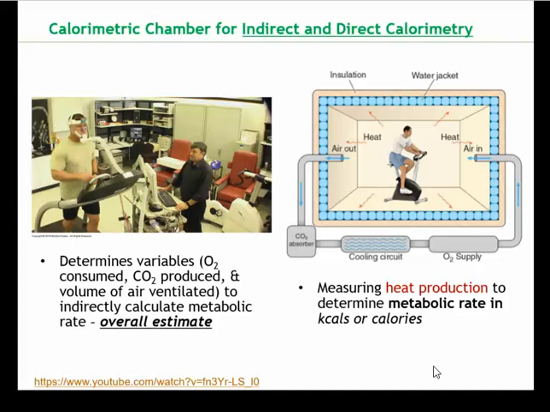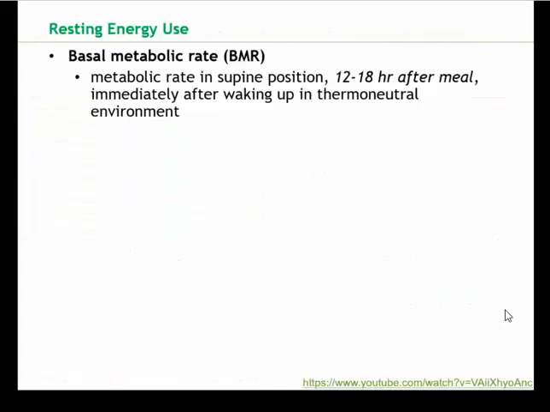All right, so that kind of gives you an example of the indirect calorimetry. So let's move on, but we're still talking about basal metabolic rate, which we know is energy production. So basically how much energy the body is producing and calories expending. So energy expenditure.